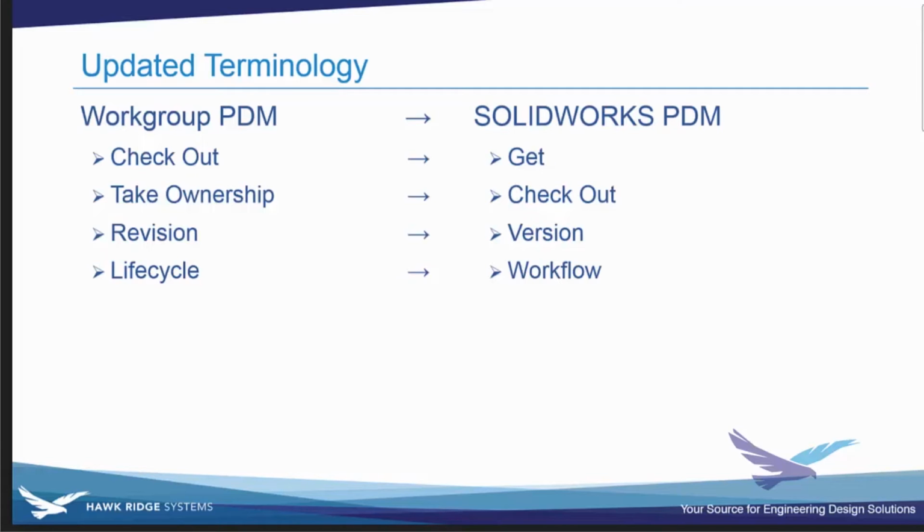Then once you want to edit the file, there is a take ownership option that you can use. And with the take ownership option, again, you're getting edit access to that file. That same operation in PDM Standard and Professional is called checkout, and that's giving you that edit access to a file. Also, as you're taking ownership or checking out a file and making edits to that file and then bringing it back into the Workgroup vault, you're creating a new revision of that file.